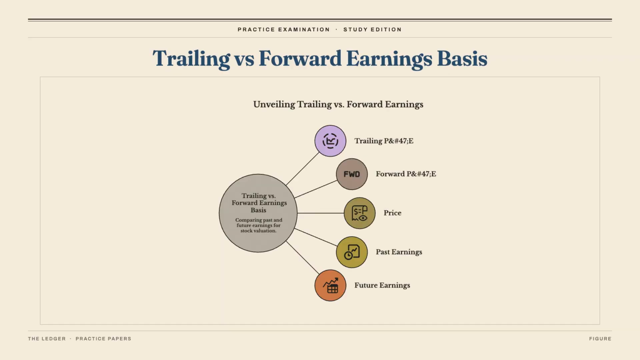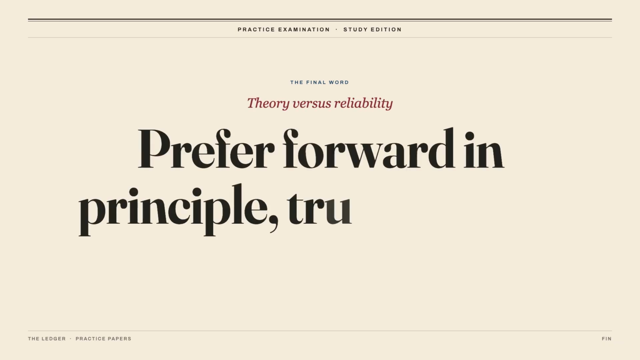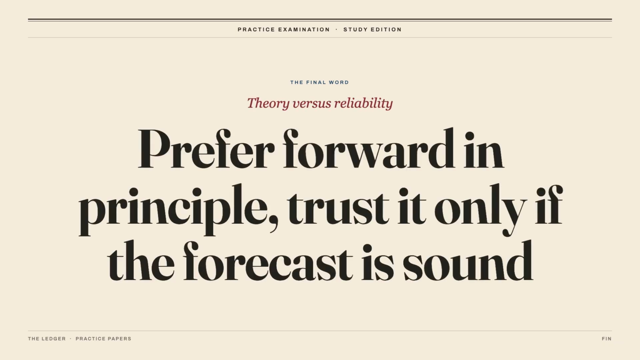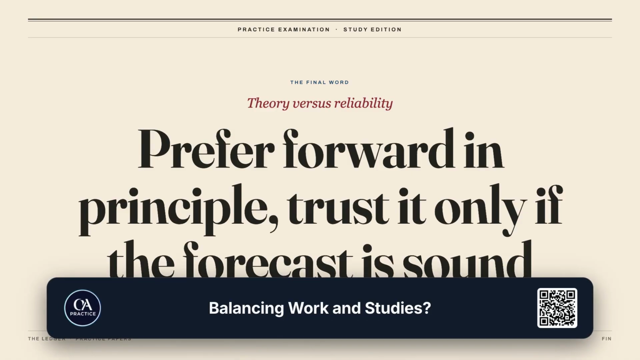Trailing PE divides price by last year's realized earnings, while forward PE divides the same price by next year's forecasted earnings. Since price is meant to reflect future earnings, the forward multiple honors that logic more directly than the trailing one does. But theoretical superiority does not survive a bad forecast. Prefer the forward multiple in principle for its alignment with what price means, and trust any specific forward multiple only to the degree its forecast has been validated.